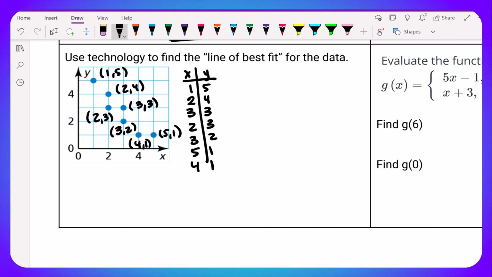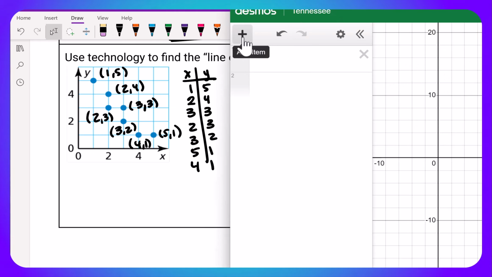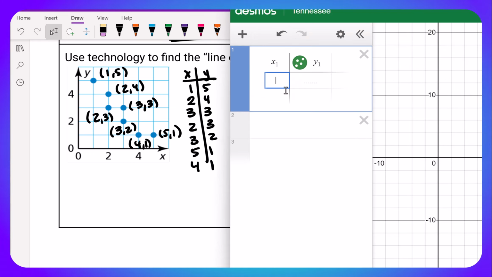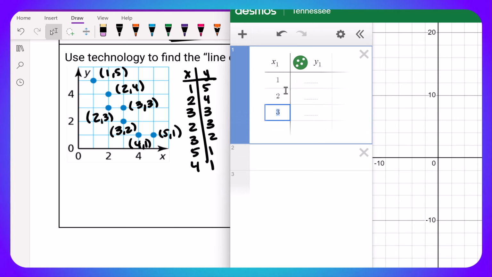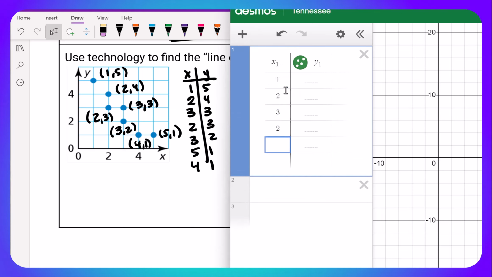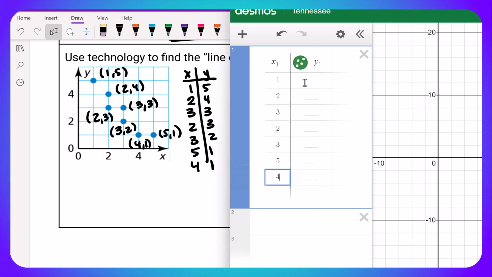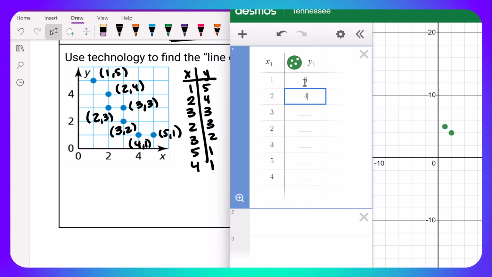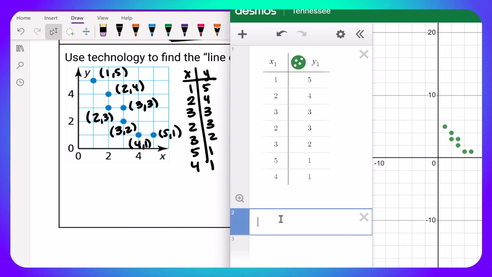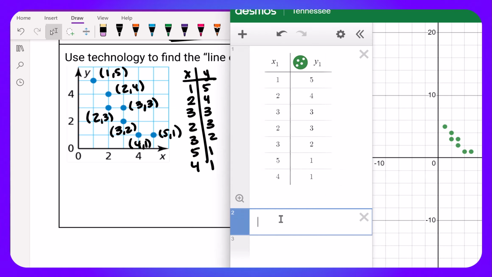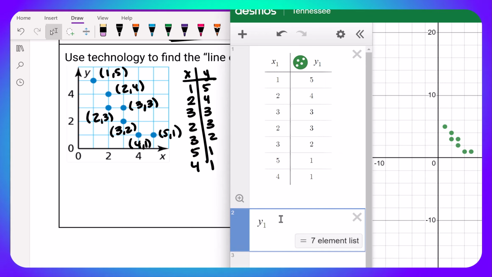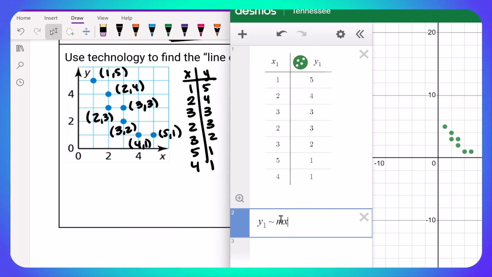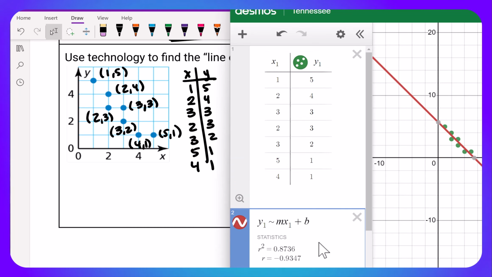And let's graph it on Desmos. All right, so I have Desmos pulled up. I'm going to hit that plus sign, add a table, and I'm just going to type in all of my x values first, and then the corresponding y values. Okay. And then I'm going to type in my slope-intercept form, but I have to use y1 because it needs to recognize what's in the table. And then I'm going to hit shift to access tilde, mx1 plus b.